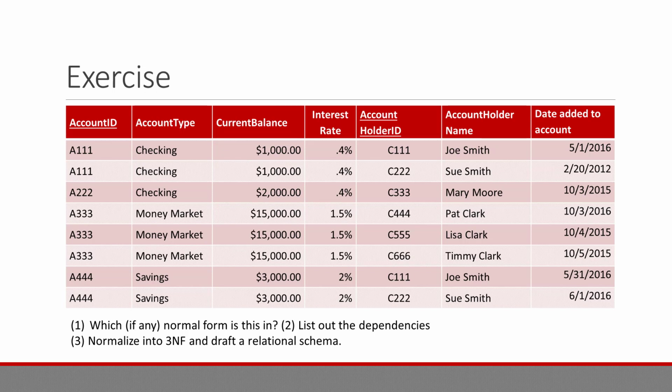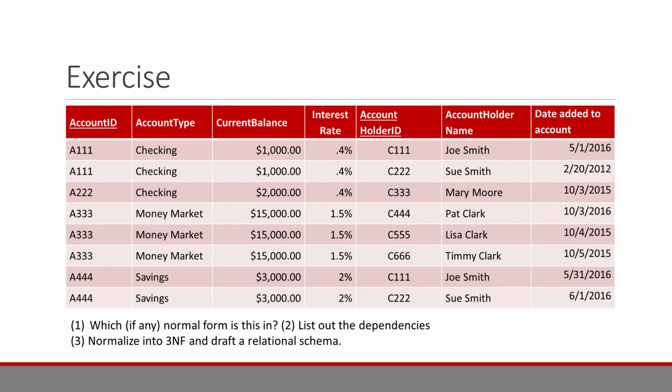Now, because we have the interest rate pulled out on the account type, that means that we would have the first table that has account ID, account type, and current balance. A second table that has account holder ID and account holder name. A third table that has account ID, account holder ID, and the date added to account. And then we'd have a fourth table that's account type and interest rate.